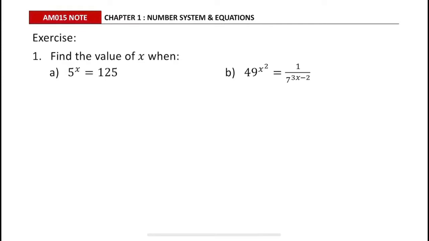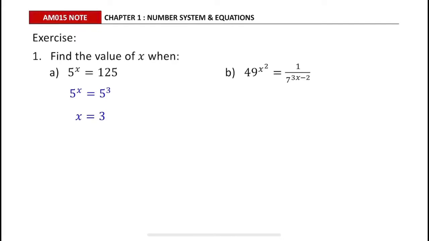Question 1 is find the value of x. There are two questions here. Both have to be expressed as the same base and compare the indices. For question 1a, the question is 5 to the power of x equals 125. We know that 125 can be expressed as 5 cubed. Then by comparing the indices, we get x equals 3.